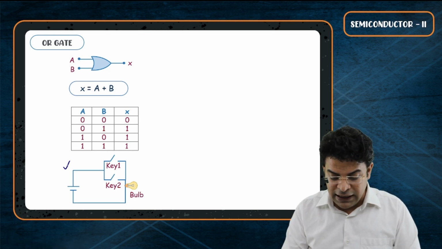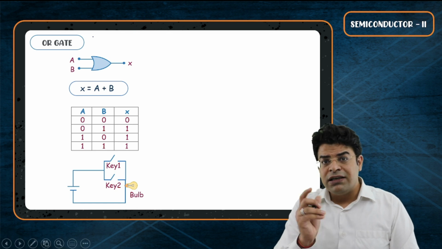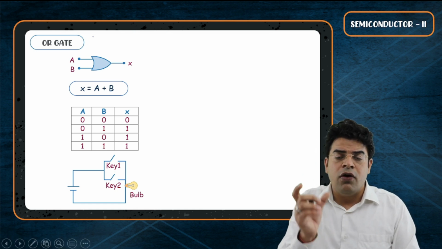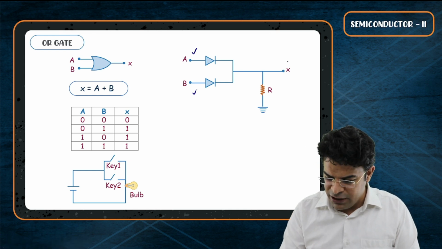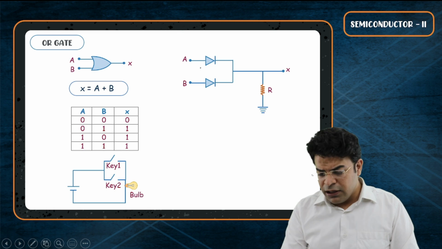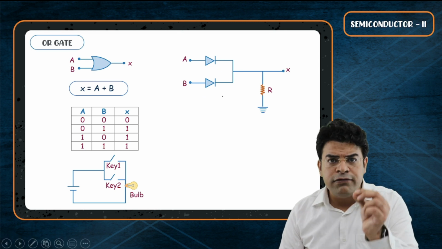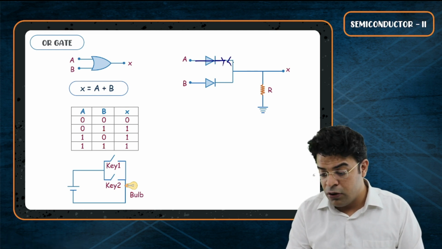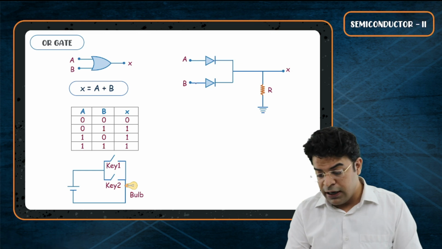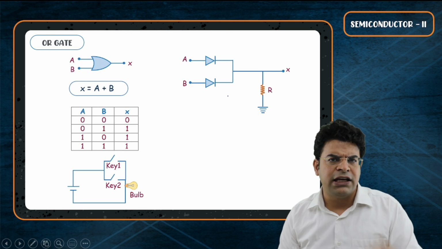So this is the electrical circuit equivalent of an OR gate. What does the electronic circuit equivalent of an OR gate look like? It looks something like this. Here you have got A, B, here you have got X. Here you can see that we have placed two diodes. And the property of the diode is that current can flow from P to N but not from N to P, due to majority charge carriers.